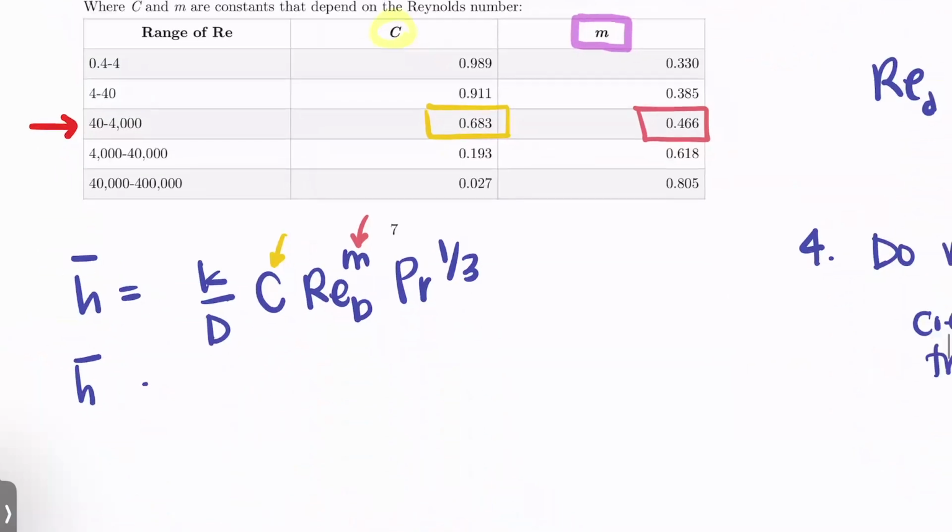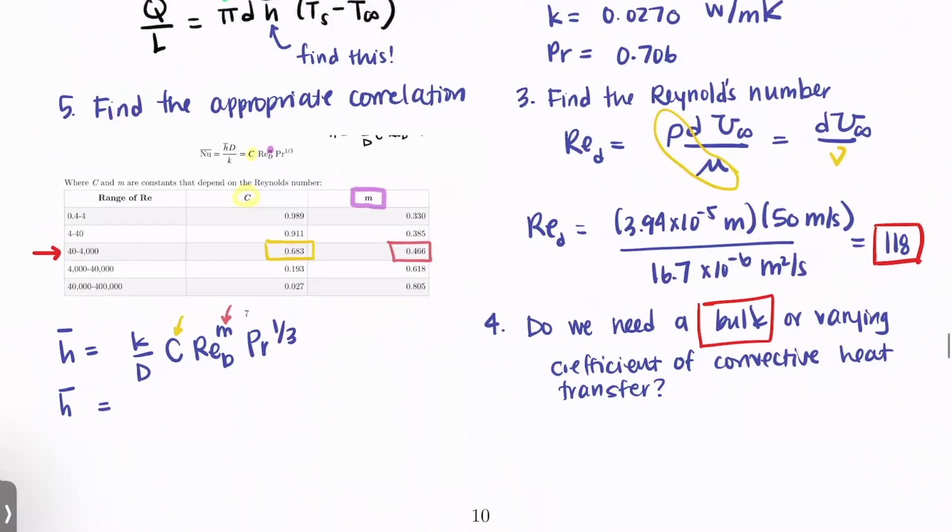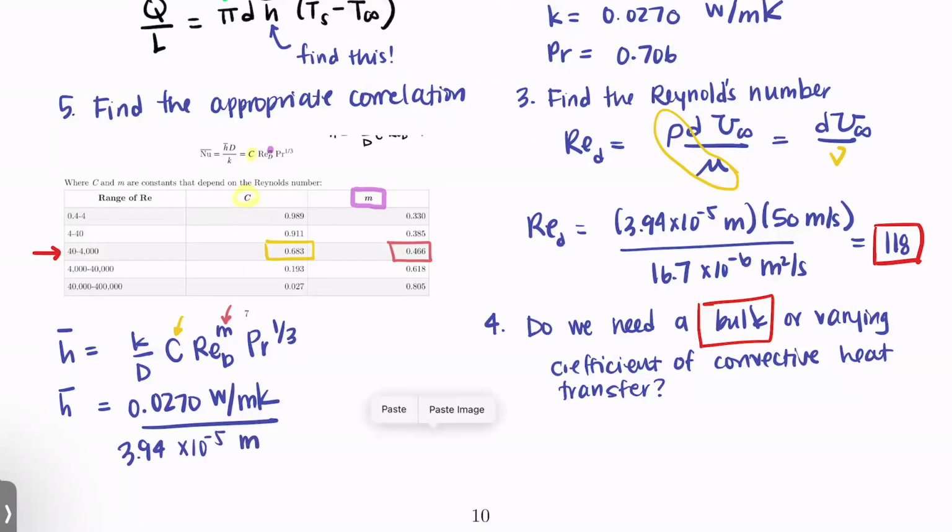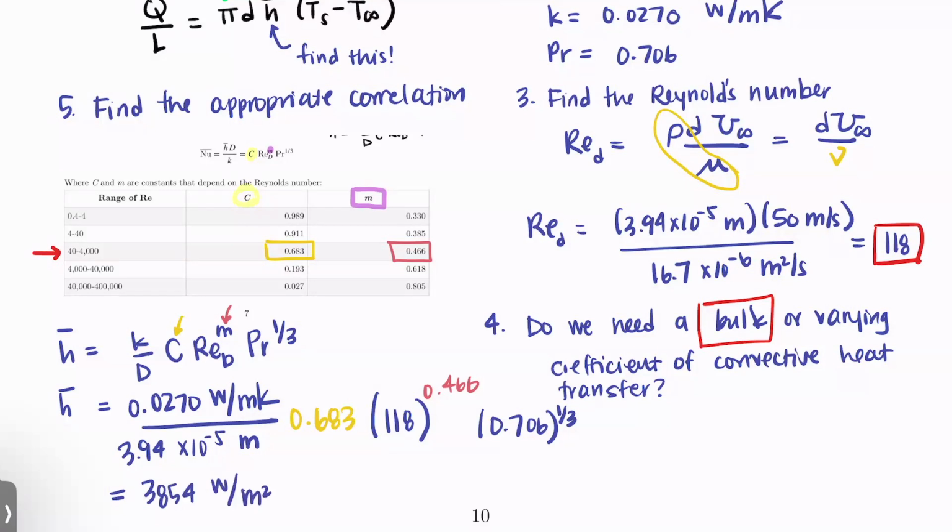All right, so I have that H bar is equal to K, which is 0.0270 watts per meter Kelvin, divided by our diameter, which is 3.94 times 10 to the minus 5 meters, times C, which is 0.683, times our Reynolds number, which is 118, raised to M, which is 0.466, times our Prandtl number, 0.706, raised to the 1/3, which is, when we calculate this, 3,854 watts per meter squared Kelvin.